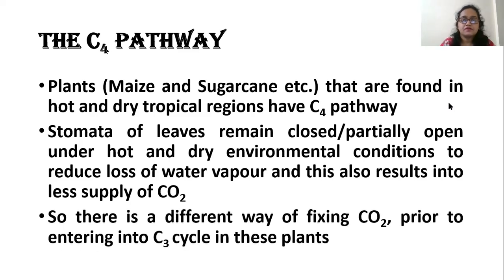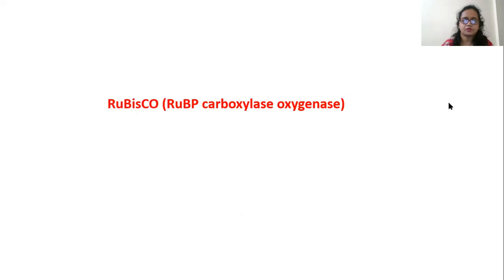So there is a different way of fixing carbon dioxide prior to entering the C3 cycle in these plants. In this way, we understand that plants which follow the C4 pathway also have the C3 cycle in them. So it means that the C3 cycle is found almost in all plants. Before entering the C3 cycle, there is a different way for that. Now we will look at this.